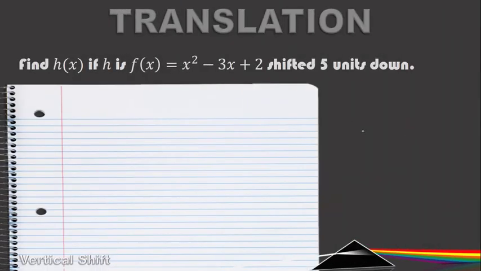Now for this example, we will find h(x) if h is f(x) equals x squared minus 3x plus 2 shifted 5 units down. So that means that h(x) is equal to f(x) shifted 5 units down, so minus 5. And therefore, if I want to find h(x), I can just say f(x), which is this is its equation. So I just substitute it in here. We have x squared minus 3x plus 2 minus 5. And then h(x) is equal to x squared minus 3x minus 3.